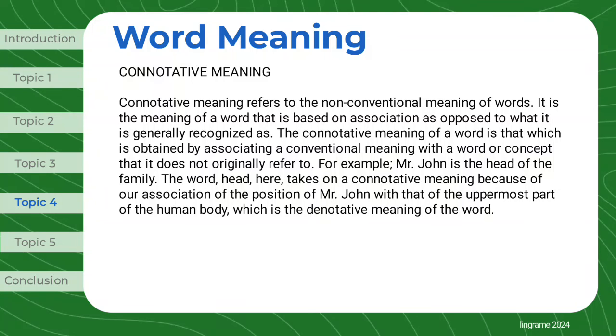Connotative meaning. Connotative meaning refers to the non-conventional meaning of words. It is the meaning of a word that is based on association as opposed to what it is generally recognized as. The connotative meaning of a word is that which is obtained by associating a conventional meaning with a word or concept that it does not originally refer to. For example, Mr. John is the head of the family. The word head here takes on a connotative meaning because of our association of the position of Mr. John with that of the uppermost part of the human body, which is the denotative meaning of the word.